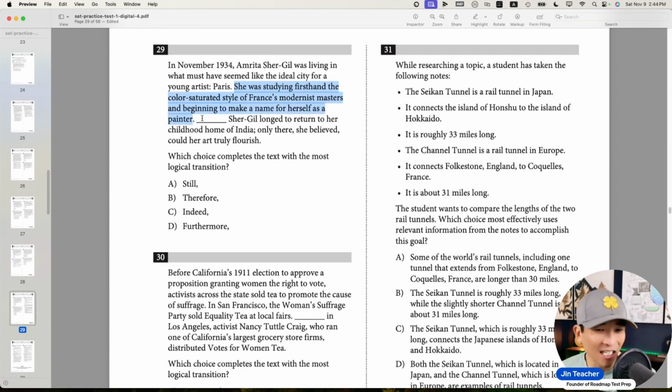Okay, so what does it tell us? It's basically saying that she was getting really popular, right? If she's beginning to make a name for herself, she's becoming well known, she's becoming popular. And so now, what does the next sentence say? She longs to return to her childhood home. So, we know that she was in Paris and she's becoming really famous or popular as an artist. So naturally, logically, we would think that she would be happy where she is, right? But that's not what we hear. We hear that she's actually kind of homesick. She wants to go back to her home in India, right?